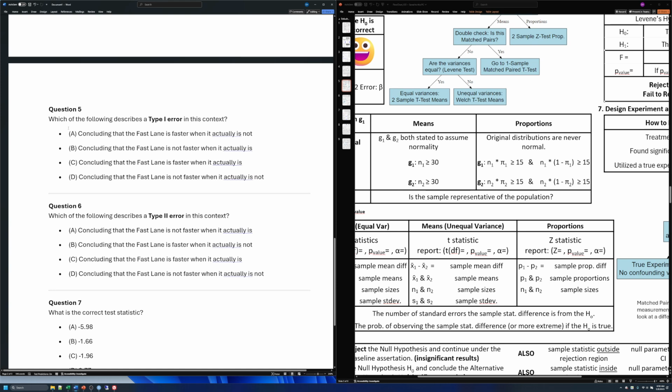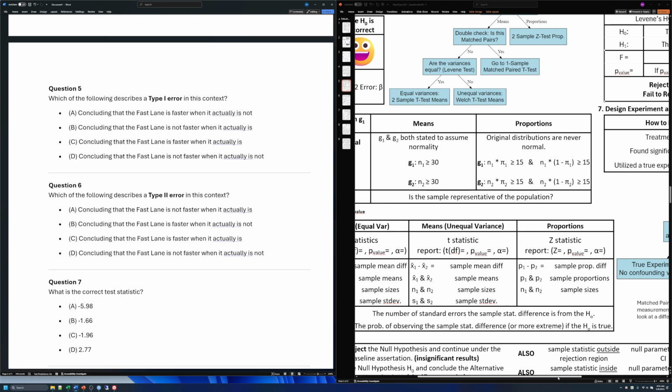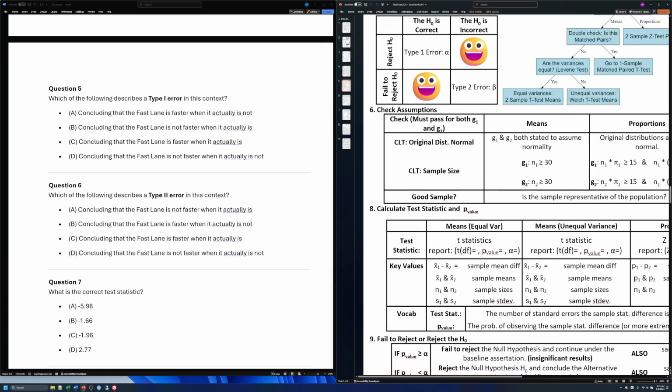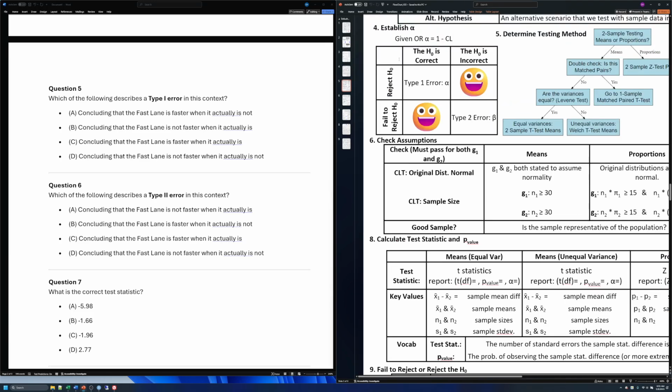Okay, question 5. What is a type 1 error in this context? Let's go to step 4 in our flow chart, and we see a type 1 error is when we reject the null hypothesis, when we say that there really is a difference, that the fast lane is in fact faster, when in fact it isn't faster. So we would conclude that the fast lane is faster. It looks like it's A or C, when actually it is not. We want to say when it is not, because this is an error. There's a contradiction here, where we conclude that the fast lane is faster, when actually it is not.